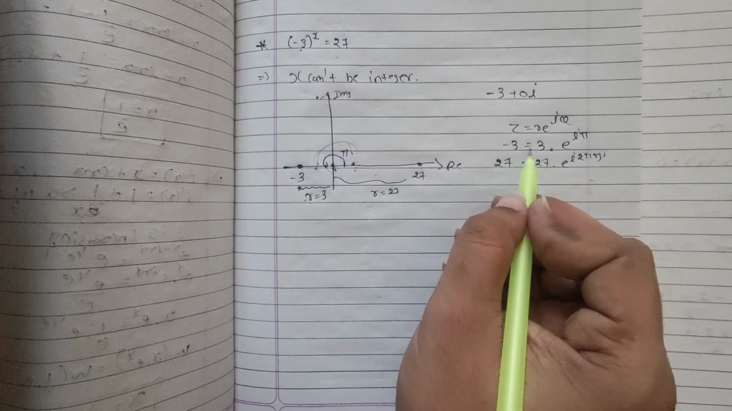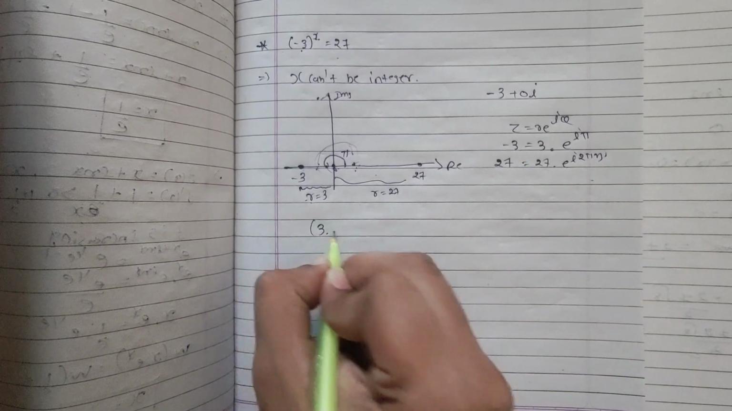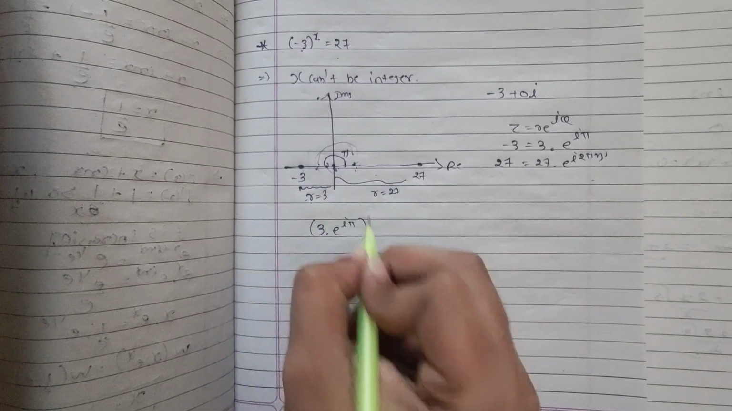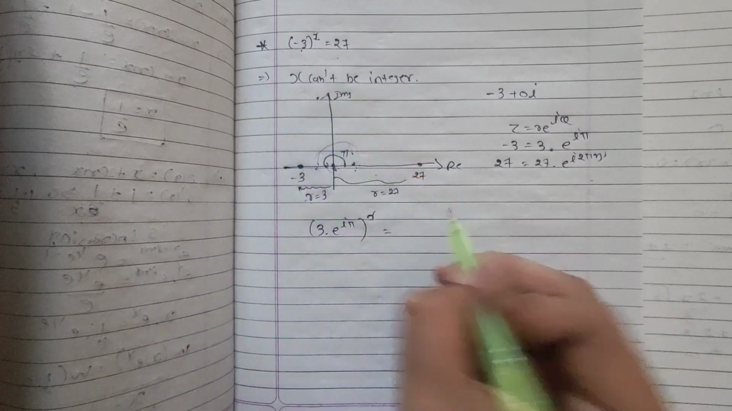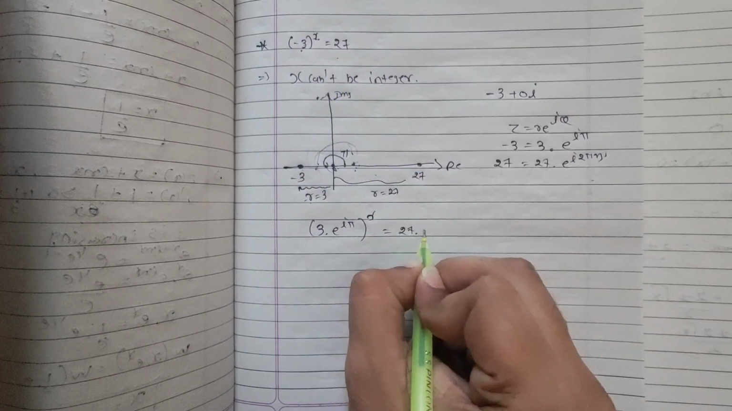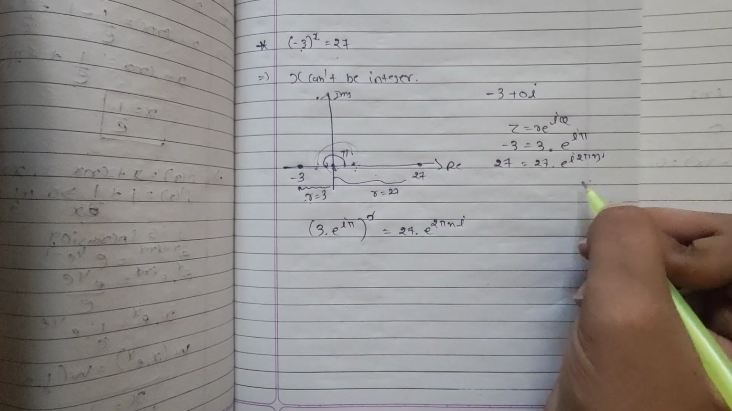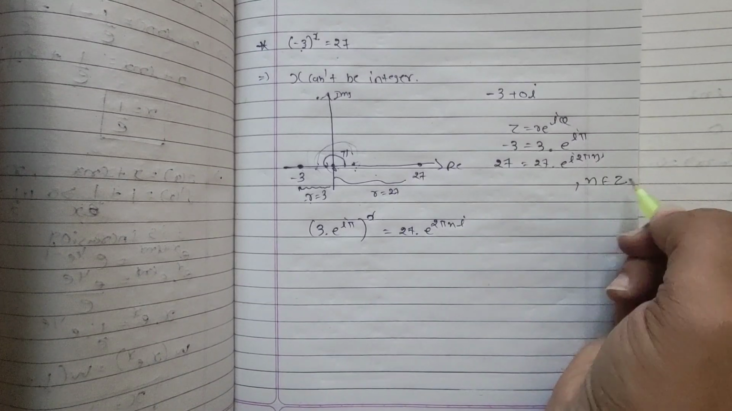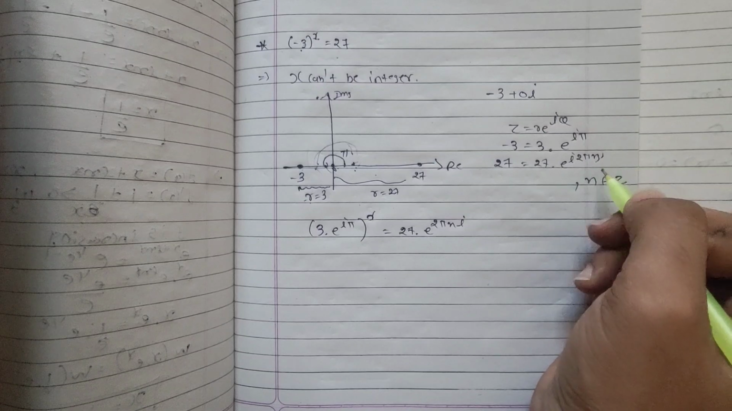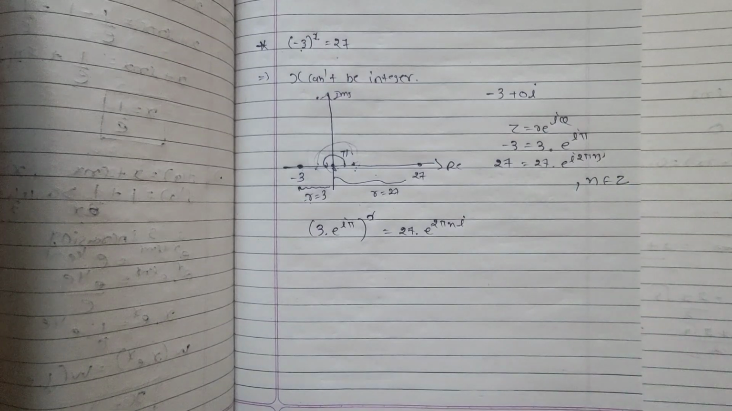So instead of minus 3, I will put 3 into e raised to iota pi raised to x. Instead of 27, I will put 27 into e raised to 2 pi n iota. And obviously n belongs to Z, right? Because it is an integer: negative, 0 and also positive. This is normally an integer value. So now how will we solve this question?